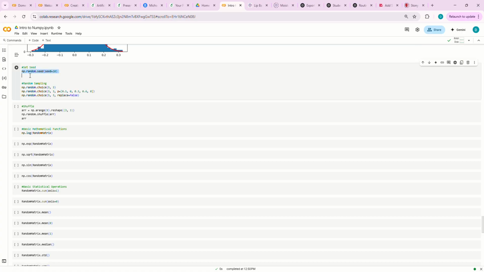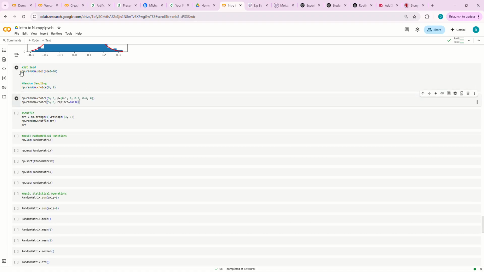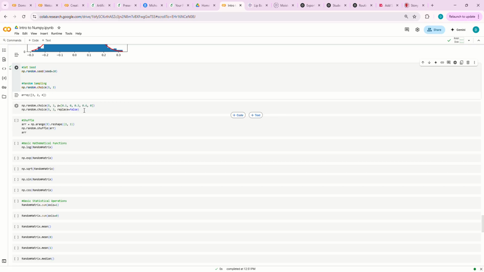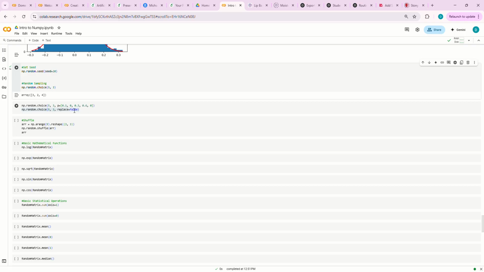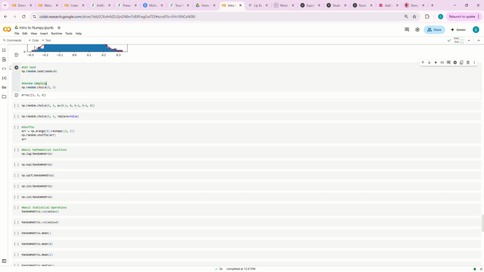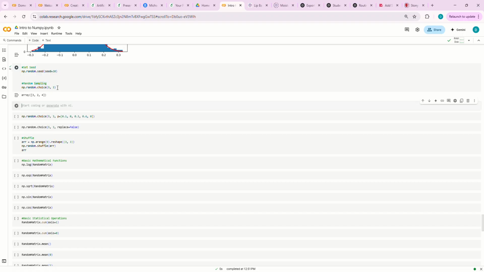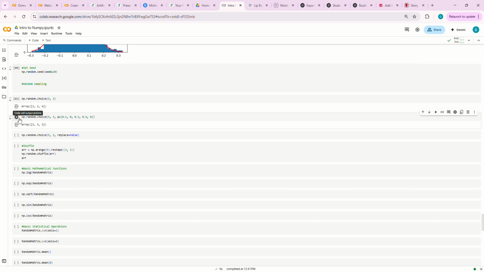So now we set a seed. This means that when we take the random numbers, it's going to give us the same random numbers every time we run this code. If we do this, it will give us a different one every time. But if we set the seed again, it will go back to the beginning.